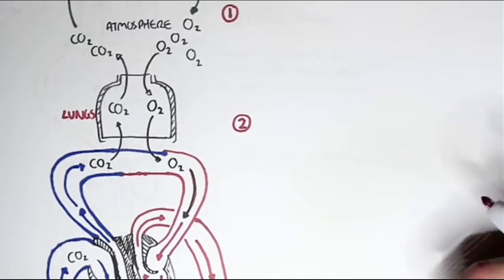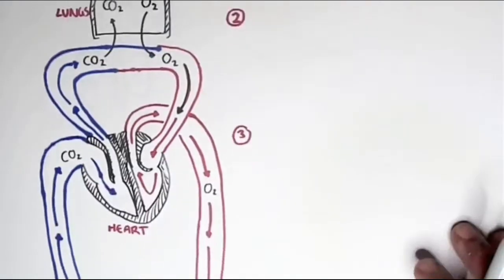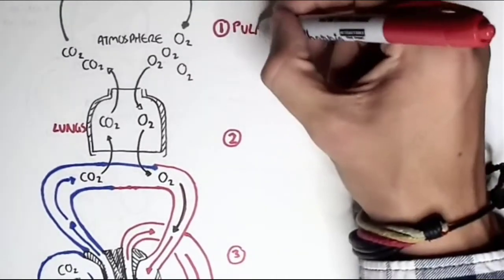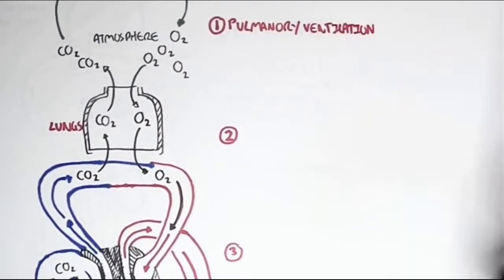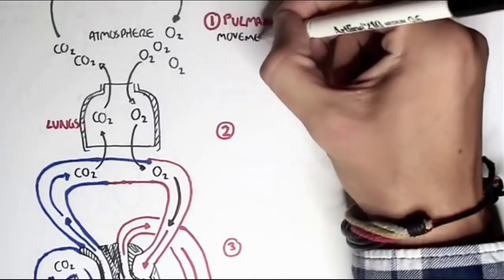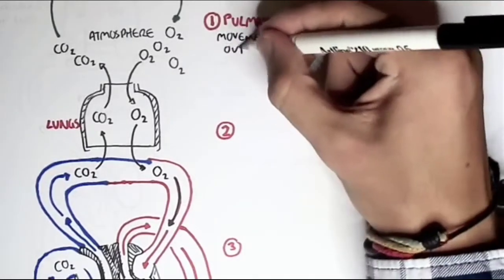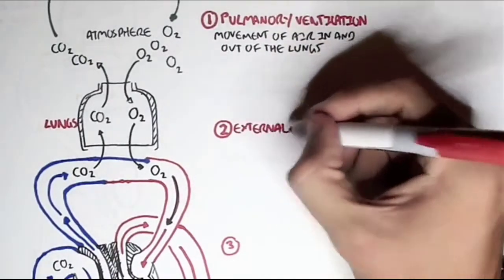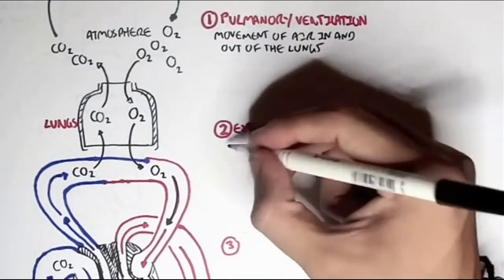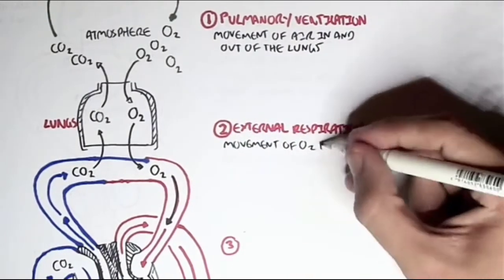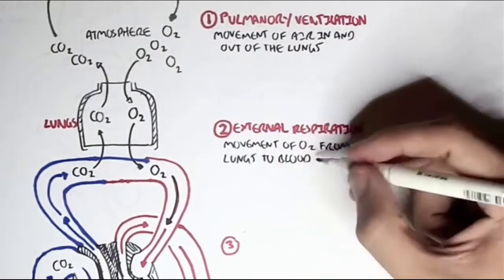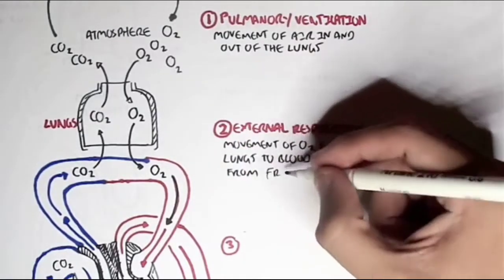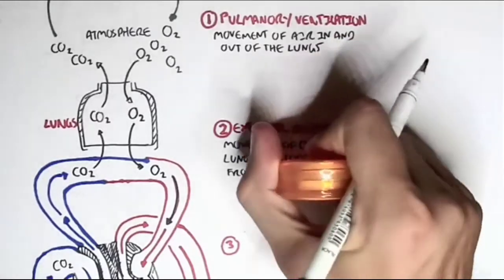Now our respiratory system can be divided into four major parts. So the first one is pulmonary ventilation. In this we can see the movement of air in and out of the lungs. And the second is external respiration. In this we can see the movement of oxygen from the lungs to the blood and carbon dioxide from the blood to the lungs.